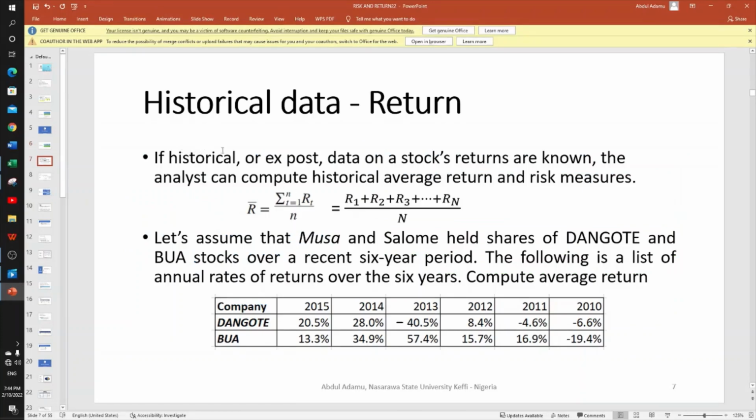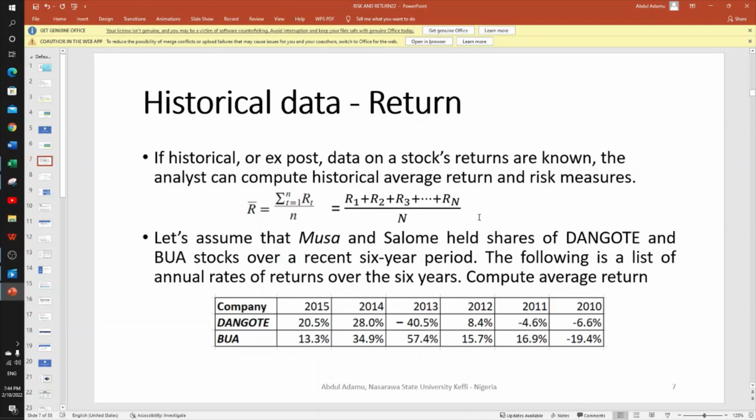Now, the data of a stock or returns in the past are always known. You look at prices of shares. This can be gotten from the stock prices that are published normally every day. These are known, the historical data. So we can compute the return, that is the average return for this measure, by calculating the mean.